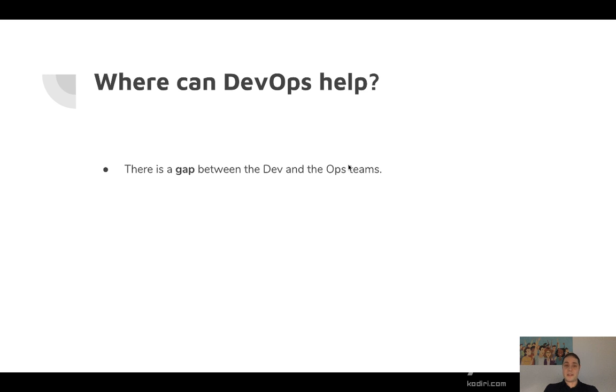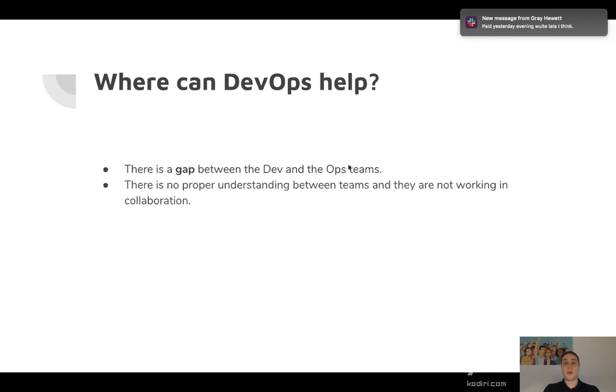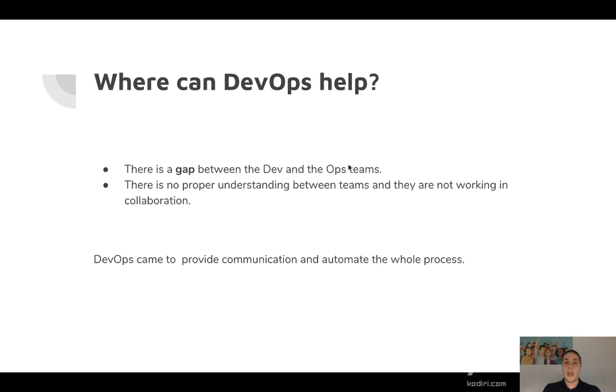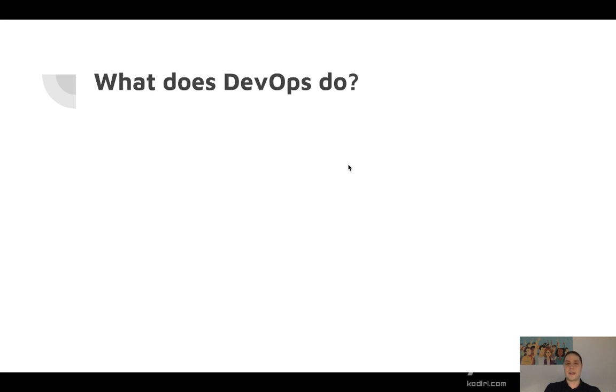Well, because there's a gap, DevOps can bridge that gap, really, because there's no proper understanding between the teams and they're not working in collaboration. DevOps can provide communication and automate the processes, which will help to bridge this gap.